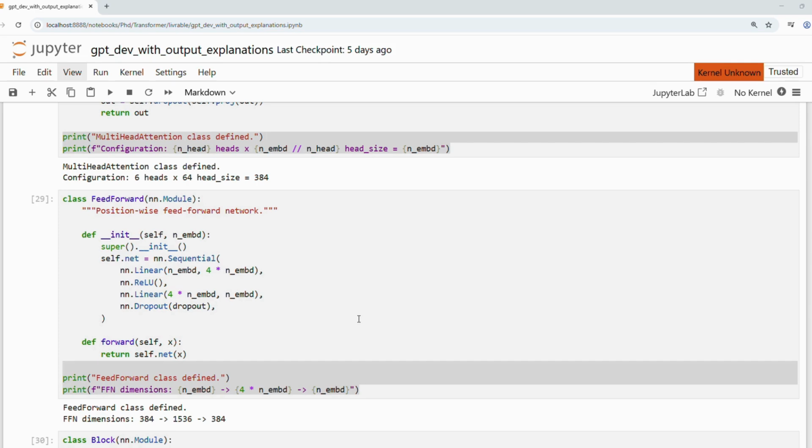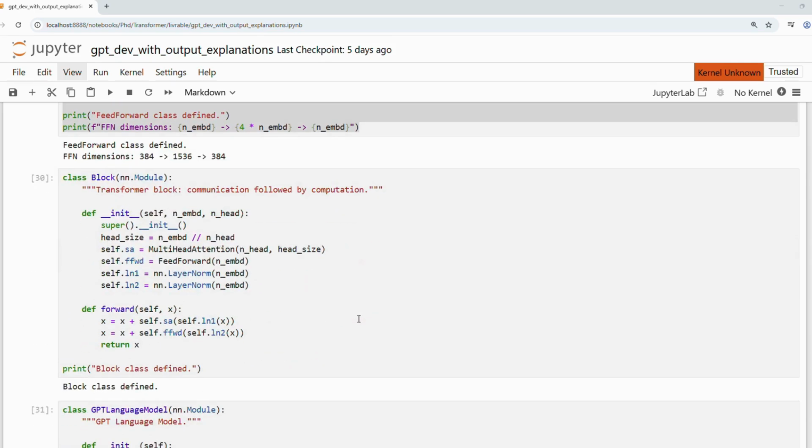Fourth, the Block class. Each transformer block combines multi-head attention with a feed-forward network using pre-norm layer normalization and residual connections. The forward pass is simple but critical. x equals x plus attention of layer norm of x. Then x equals x plus feed-forward of layer norm of x. The residual connections allow gradients to flow directly through the network, enabling training of deep models. The layer normalization stabilizes the activations.